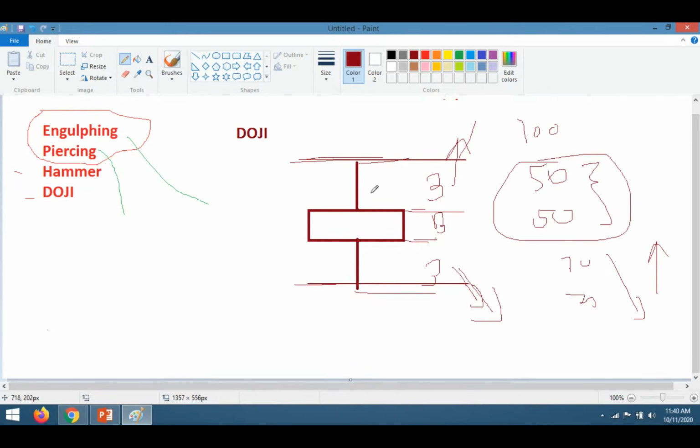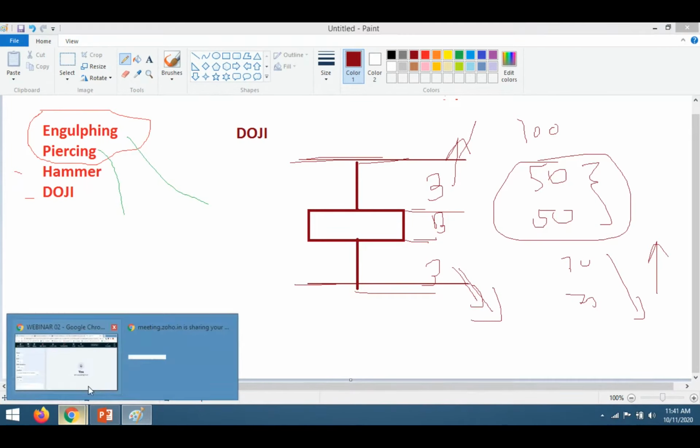Is the definition of doji clear, Sushant? Yes, yes, clear. So other guys, the hammer and doji definitions are clear? How to use hammer and doji in a chart, I will show you in a chart. Just tell me in the chat box whether the doji definition is clear and the hammer definition is clear.